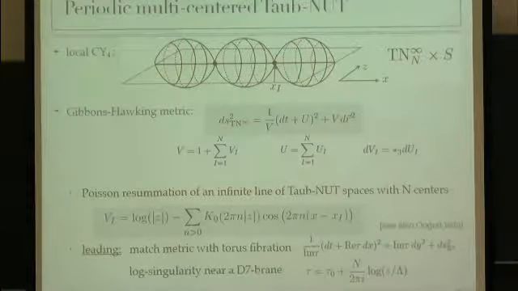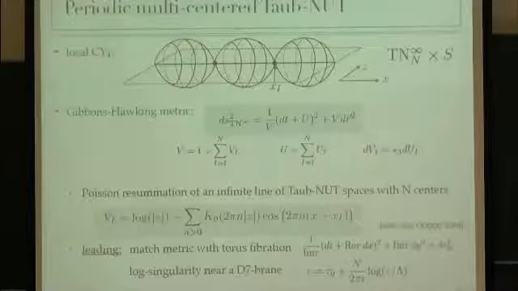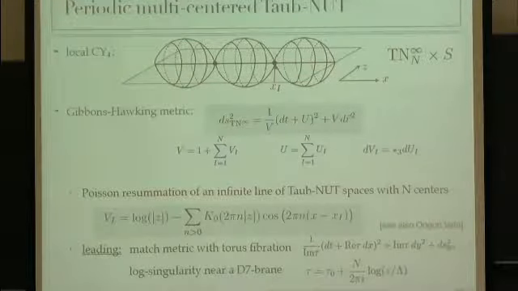You make an infinite line and then you make a Poisson resummation, and what you actually find is that these potentials which determine the metric can be actually given explicitly. Quite remarkably, or luckily, this precisely starts with a logarithm as expected from a 7 brane. If you don't resum, it starts with 1 over r, like for a D6 brane. So this is how the logarithm appears after Poisson resummation. You can match this with the torus fibration at some cutoff, and then you find that the dilaton indeed goes logarithmically.